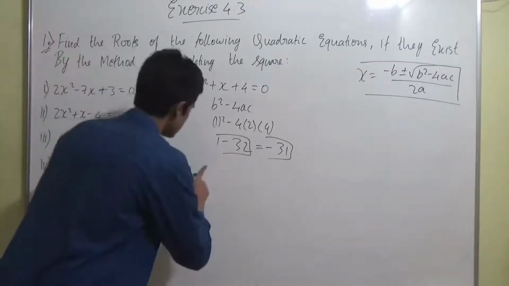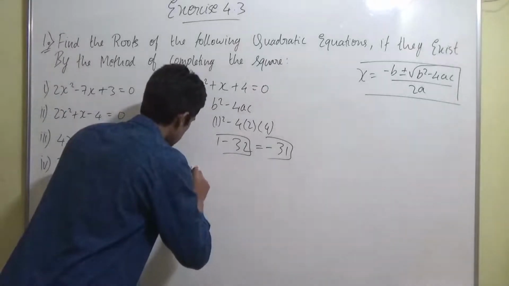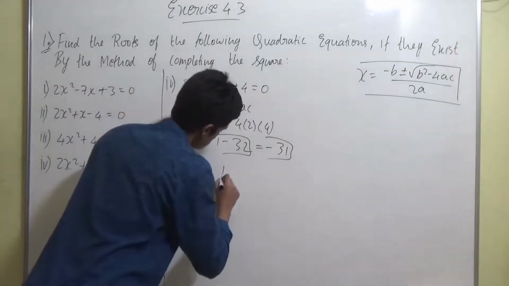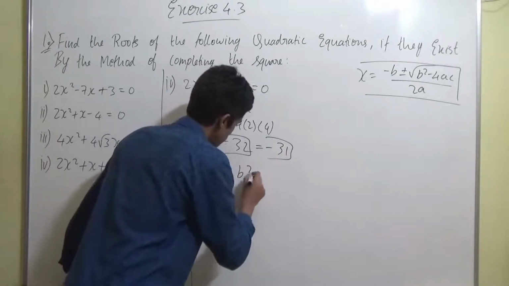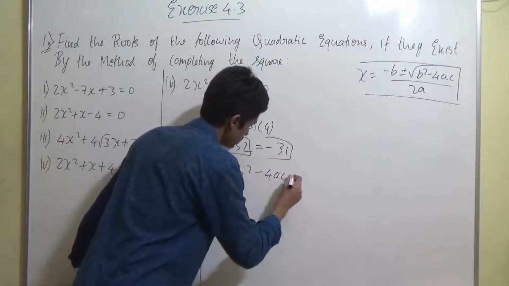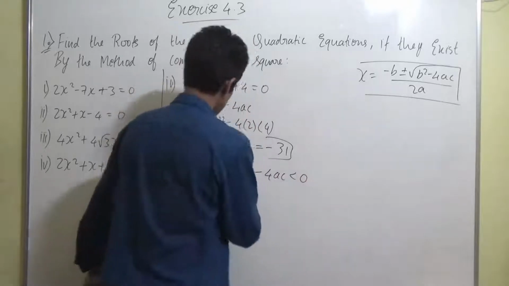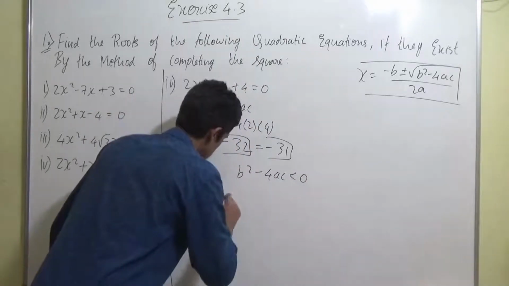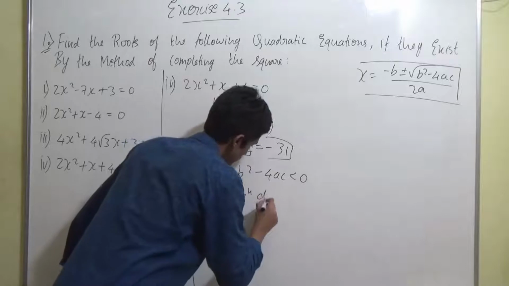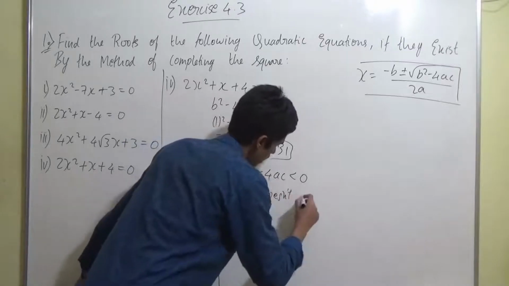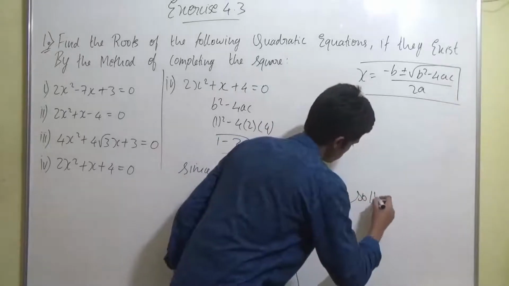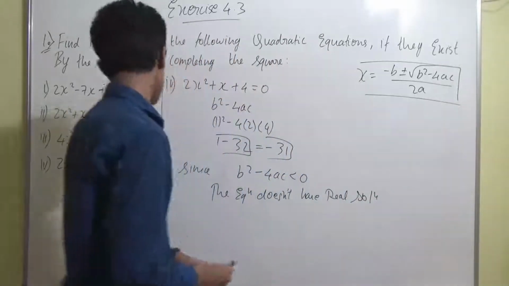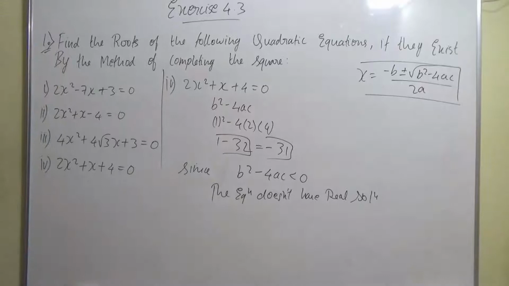You should conclude by saying, since b square minus 4ac is less than 0, the equation doesn't have real solution. That's it, guys. Now you can take the screenshot and move aside. After this, let's go to the second question.